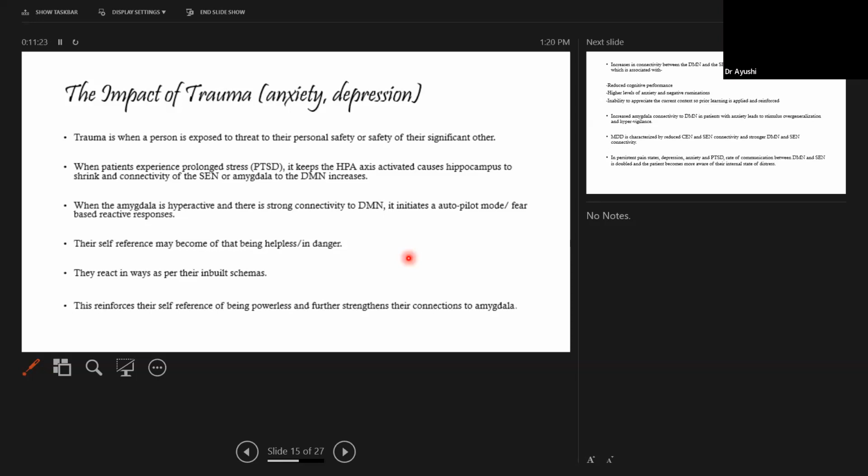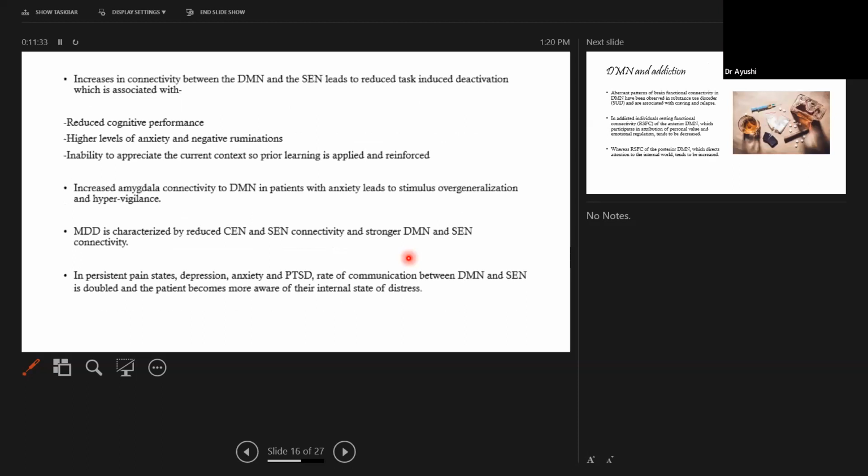The self-reference of the patient becomes that of being helpless or being in danger. They react in ways as per their inbuilt schemas that they're in danger. Also, as I mentioned, the connectivity between the salience network and the default mode network increases. When the connectivity between these two increases, the connectivity with the central executive network obviously decreases, because they go opposite. There is an inverse relation between the default mode and the central executive.